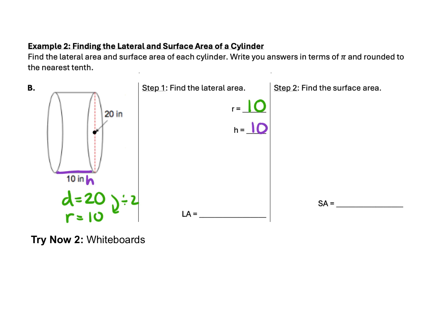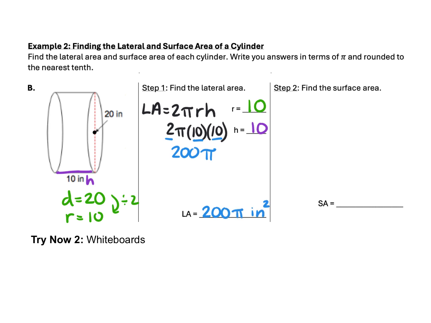So using our lateral area equation, we have LA equals 2 pi r h. So that's 2 pi times 10 times 10. And we're going to just multiply the numbers together, 2 times 10 times 10, and that ends up being 200. Keep the pi in your answer. So I have 200 pi inches squared for the lateral area.